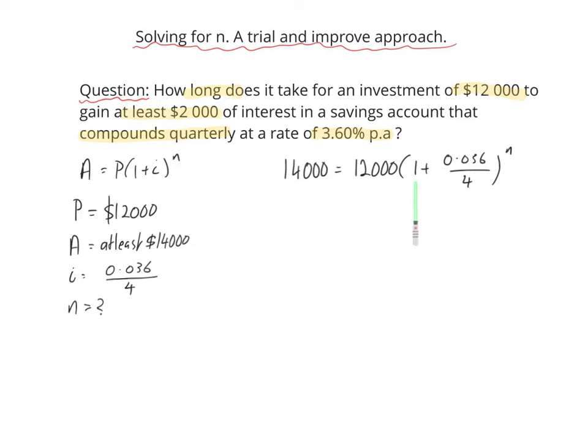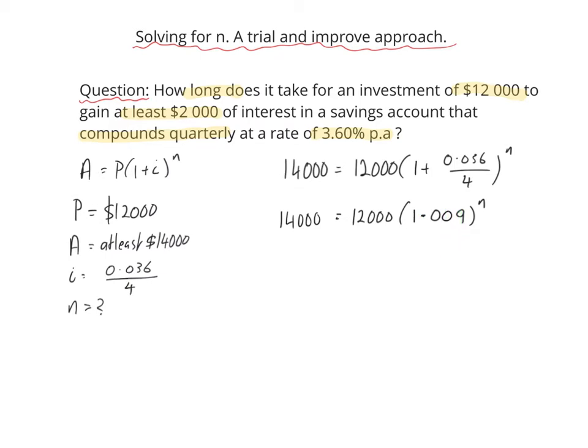But a good idea here would be to figure out what this value here is that makes it a little bit easier. And here we're quite fortunate in that this calculation, 1 plus 0.036 on 4, equals an exact figure of 1.009, indicating a percentage increase of 0.9% each term.